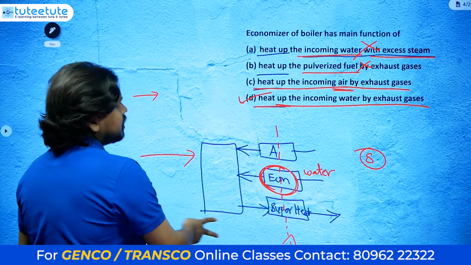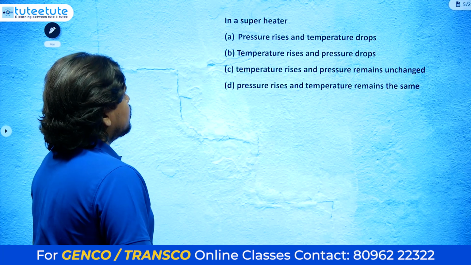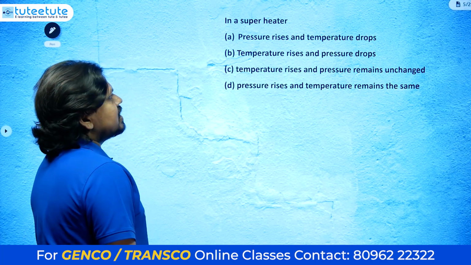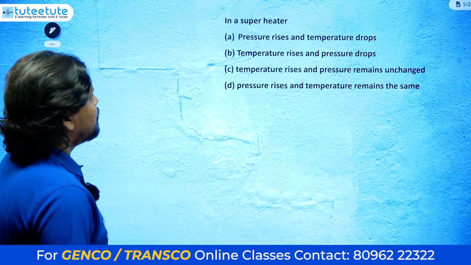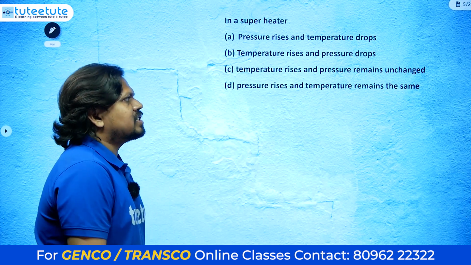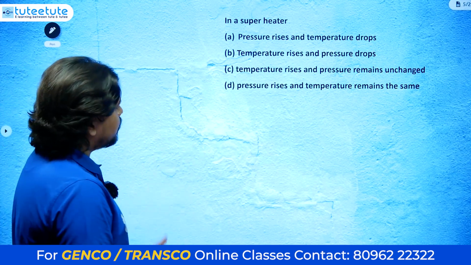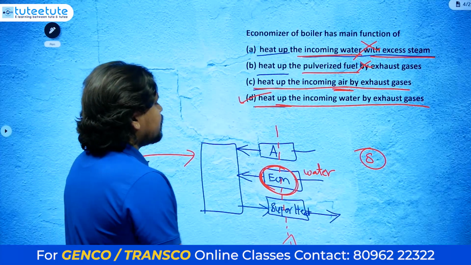Okay, next question. In a superheater, what is happening? Pressure rises and temperature drops. Temperature rises and pressure drops. Temperature rises and pressure remains unchanged. Pressure rises and temperature remains the same. This is one of the previous year questions, and we have also given it in our mock test. So what is happening in a superheater?